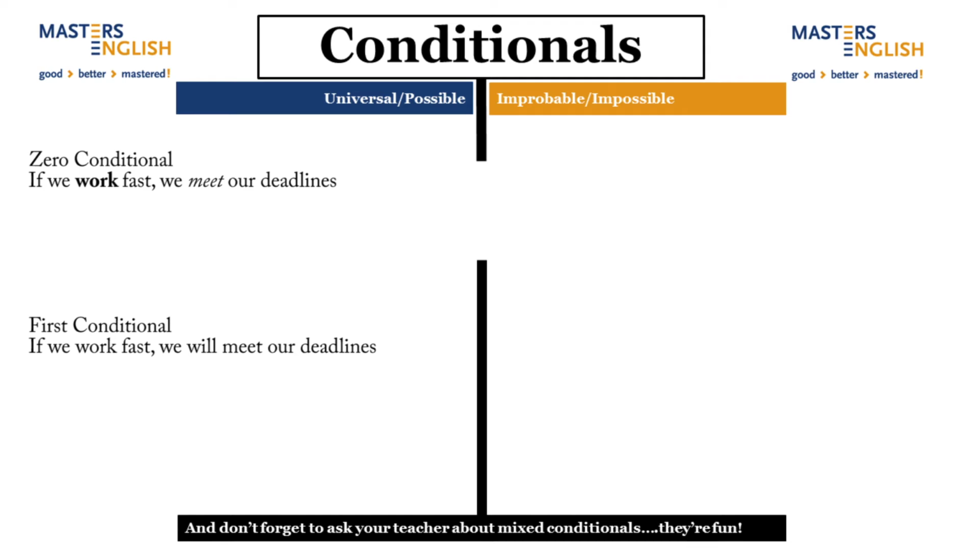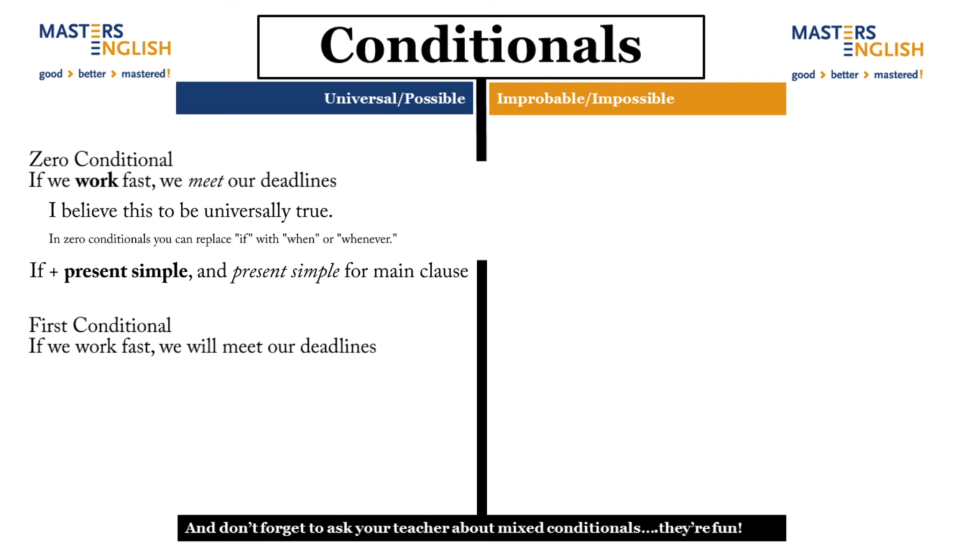My feeling here is that this is universally true. Whenever you work fast, you meet your deadlines. That applies to everyone. Always. And notice how we're doing it. We've got the if clause, and what verb form do you see in that if clause? Exactly, that is the present simple. And why do I use the present simple? Well, one of the reasons is if I want to show that something is true, or that something repeats itself over and over again. So, that's the zero conditional. If we work fast, we meet our deadlines.